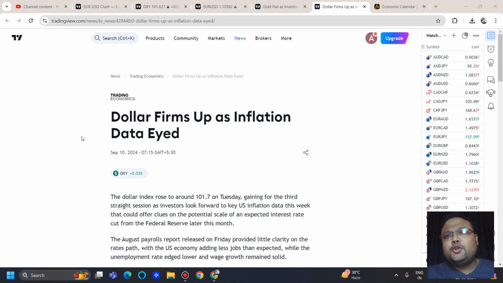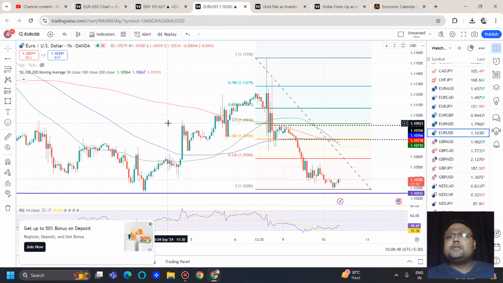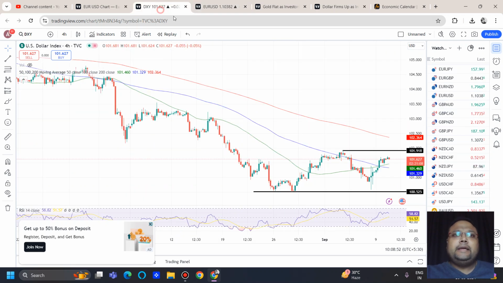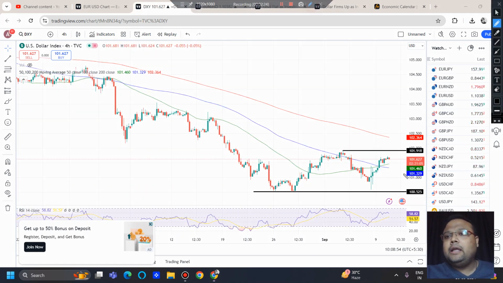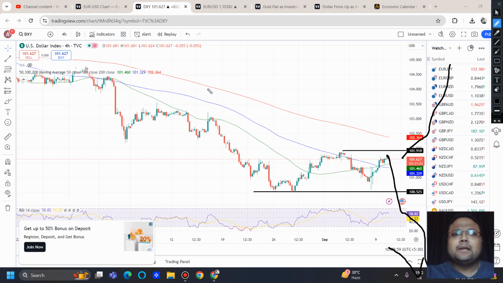And my dear friends, as we all know, before a major event like NFP and CPI, the market usually doesn't go for a clean trend. So we can expect that DXY will not go for a clean bullish market, or DXY will not go crazy downside. We can expect the market to remain more or less choppy.